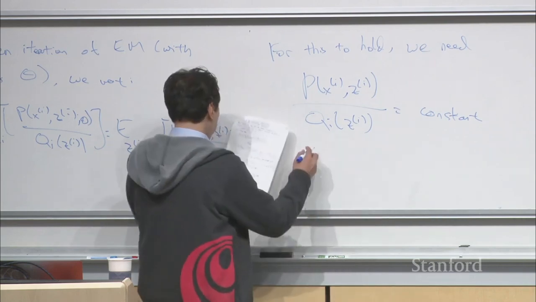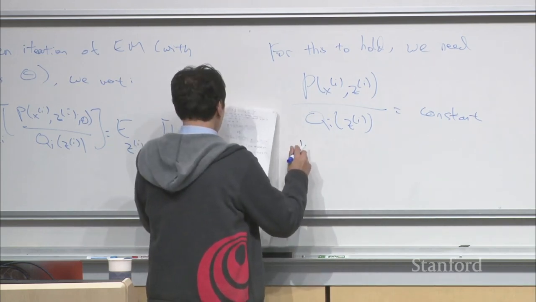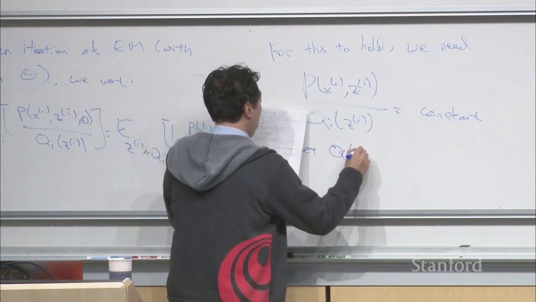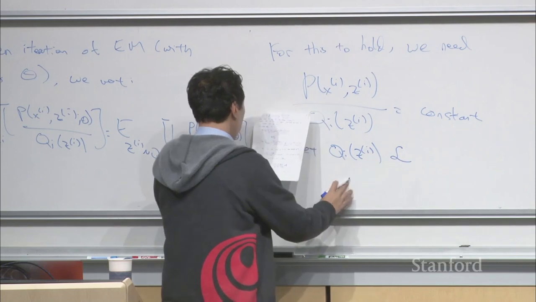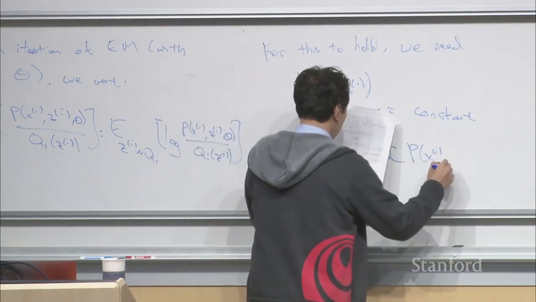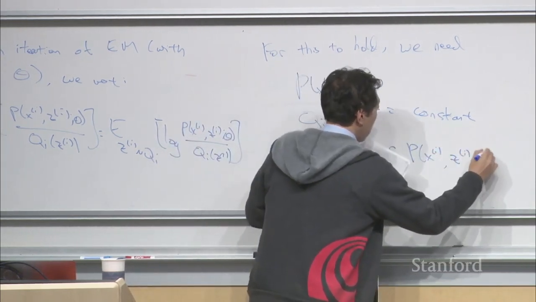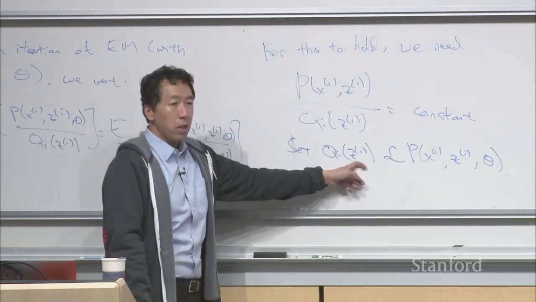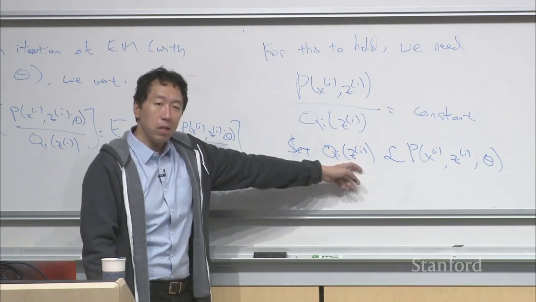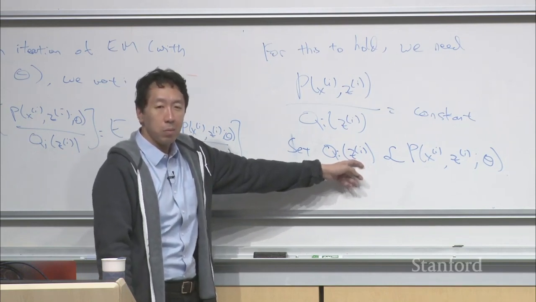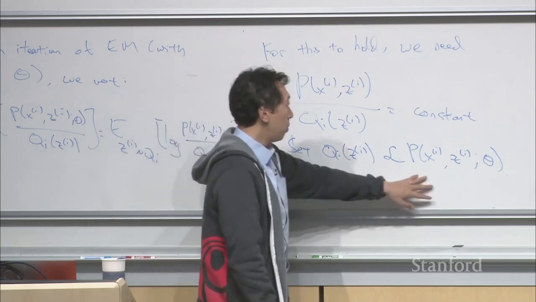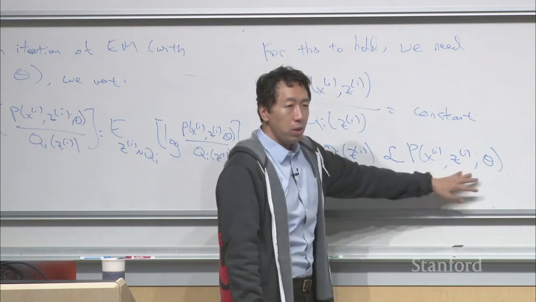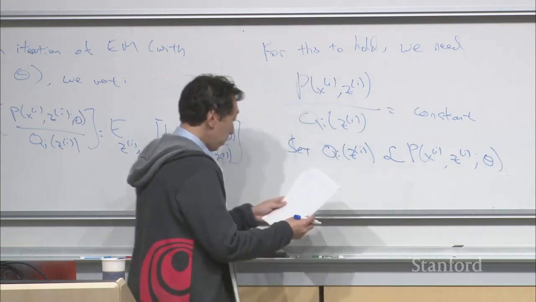And it turns out that we can set qi of zi to be proportional to p of xi, zi parameterized by theta. And this means that for any value of z, so z indicates is it from Gaussian 1 or Gaussian 2, right? So this means that the chance of Gaussian 1 is proportional to the chance of Gaussian 1 versus Gaussian 2. Whether zi takes on 1 or 2 is proportional to this.